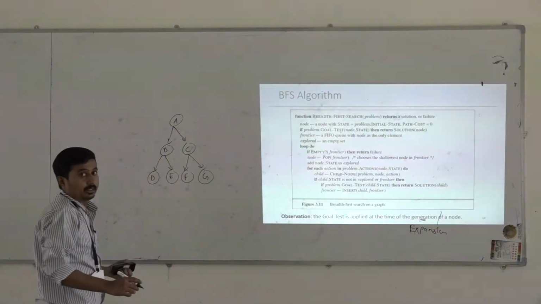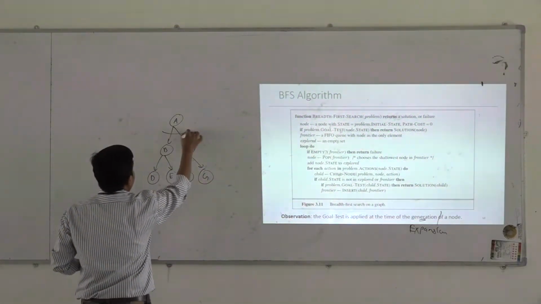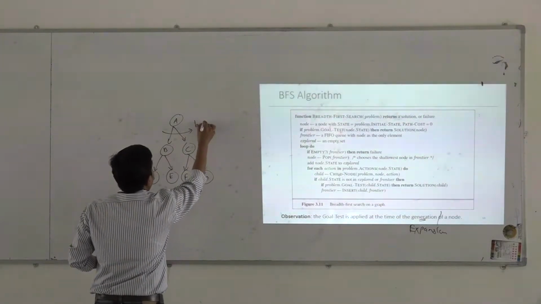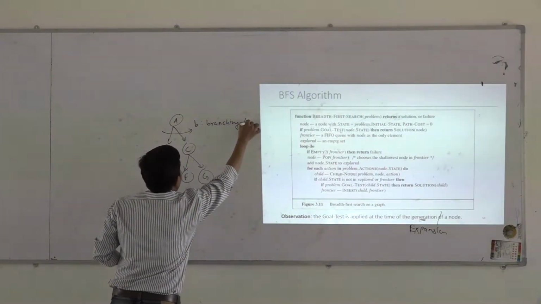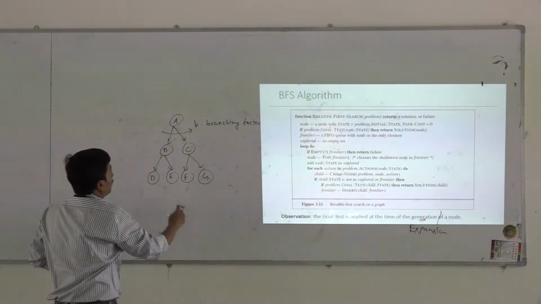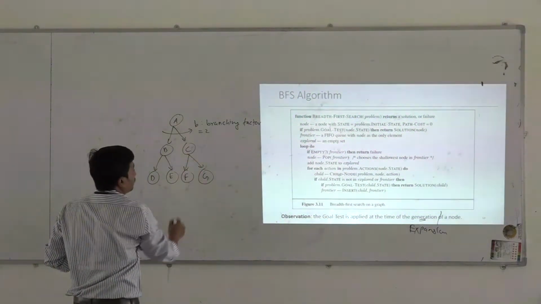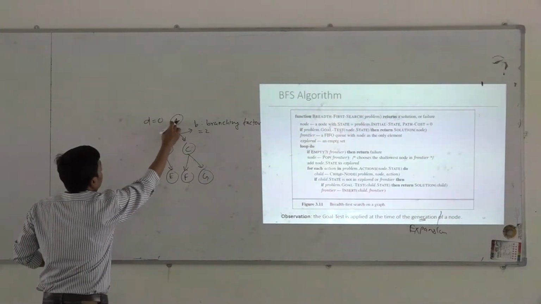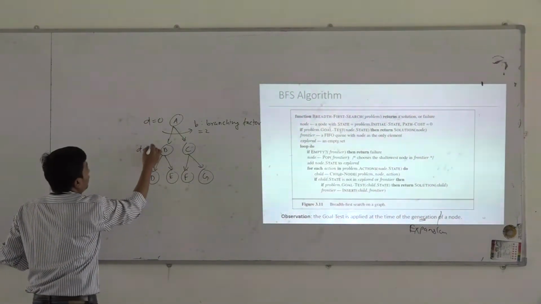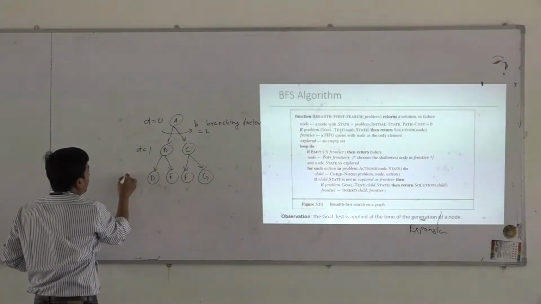Now there is another concept called the branching factor, which is represented by B. Here the branching factor equals 2. This is D equals 0: the depth is 0 for the root.